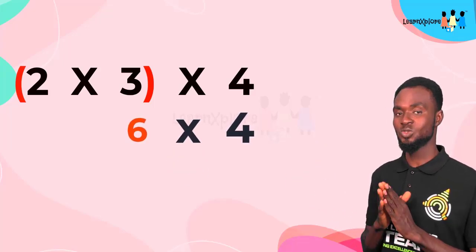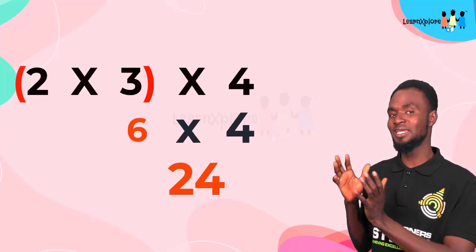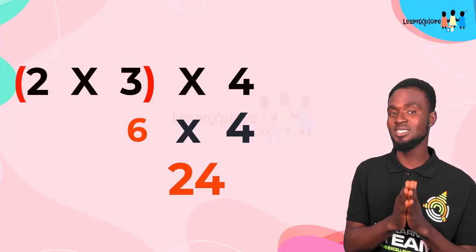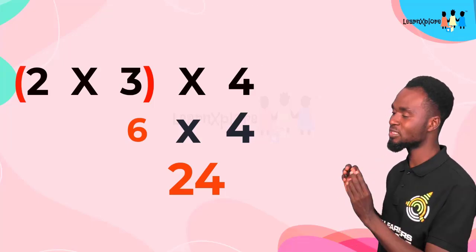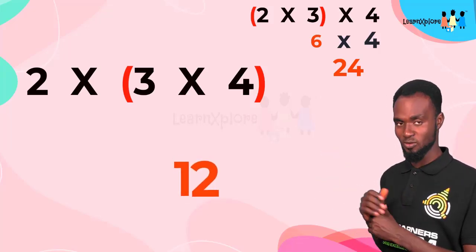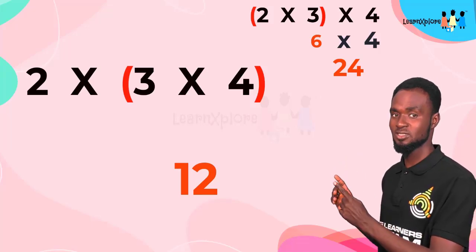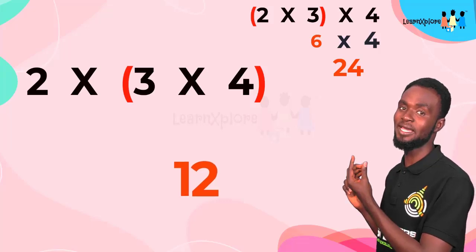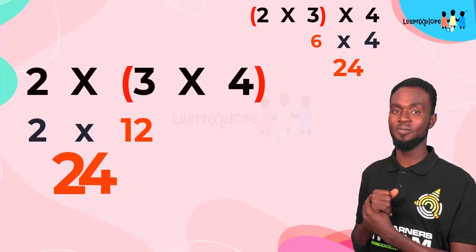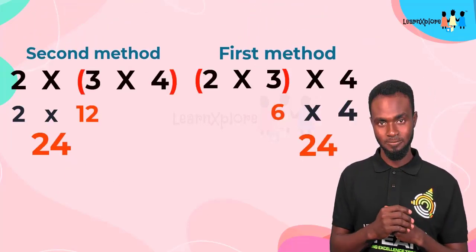The answer is 24. Now let's test and see if we multiply the last 2 and multiply the result by the first one and see if the answer is the same. So let's put in bracket 3 and 4. So 3 times 4 will give us 12. Remember, 3 times 4 is in bracket, so we take it first. Then we'll multiply the answer by 2. So 2 times 12 will give us 24. The answer in the first method is the same as in the second method.